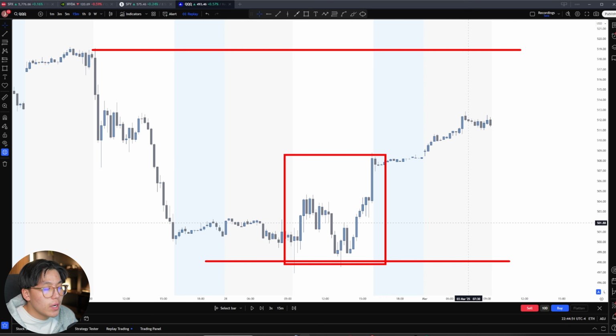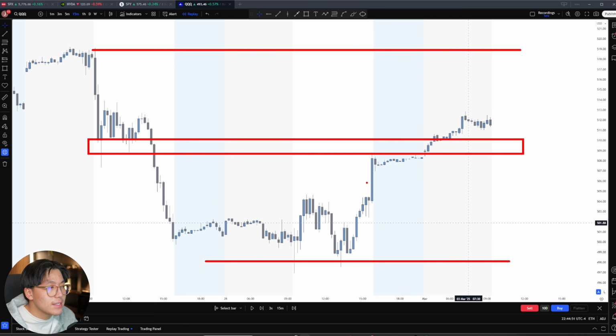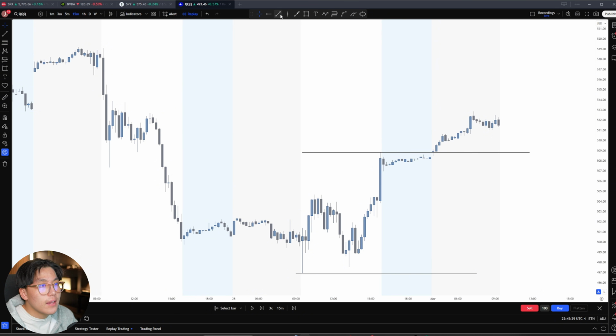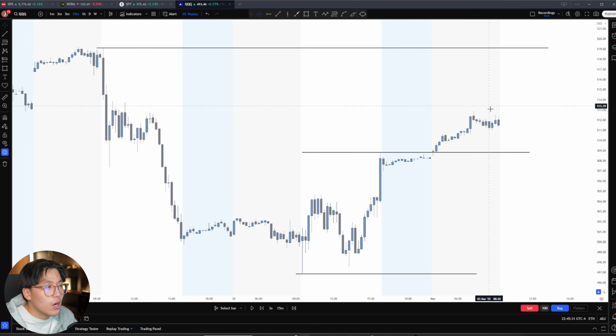Day two, we end up having this move back inside the middle of the range. And now on day three, we're opening up right inside the middle of the range here. So the levels I can have marked out coming into today are your previous day lows, your previous day highs as well, and then also the high that we created on day one.